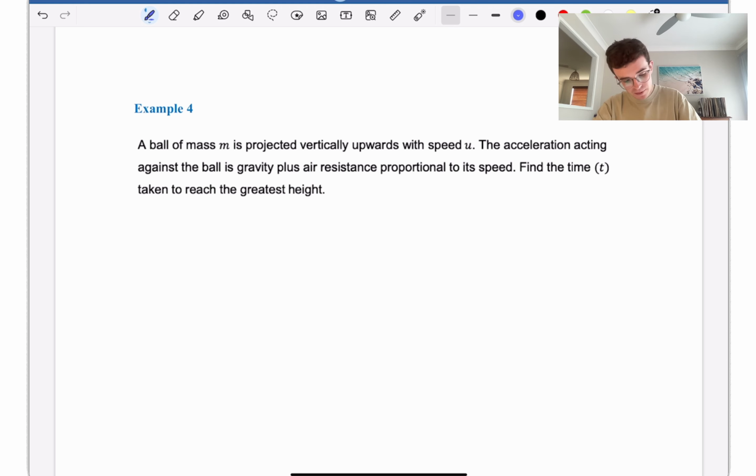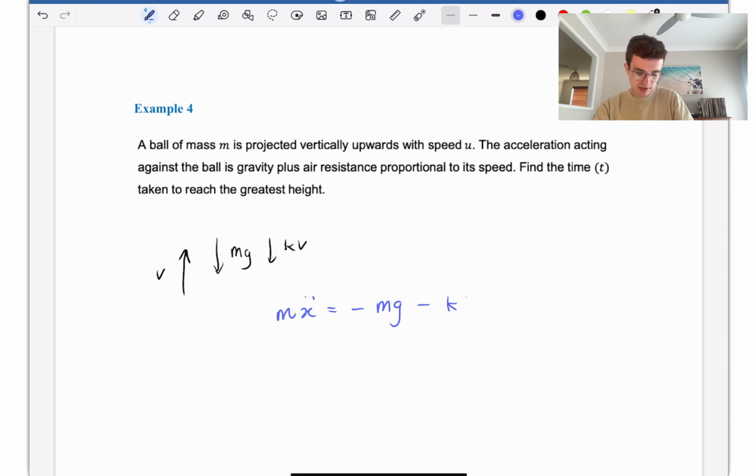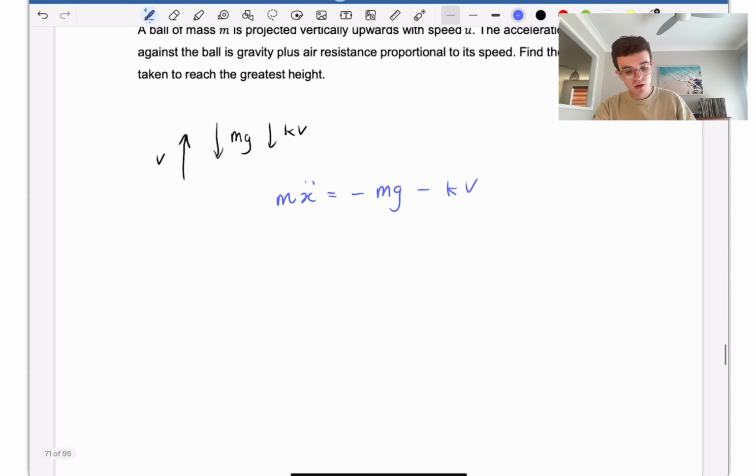Now when we're moving up, so my velocity is going up, you've got your weight force pulling you down, and also our air resistance, which is proportional to speed. So we're going to say m x double dot is equal to minus mg minus kv. Again, you're moving upwards, gravity's pushing you down, and the resistive force is pushing you down.